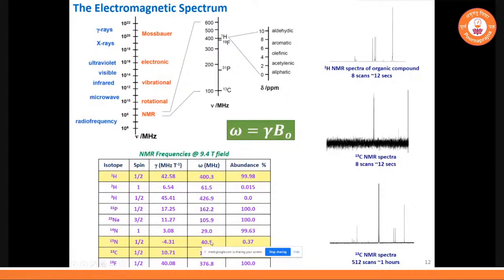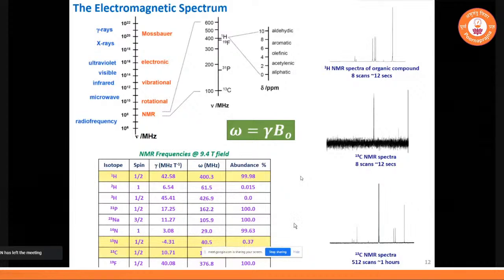Whereas 15N will come at 40 megahertz, almost 1/10 of proton. Now, it is like your radio. In radio, you have different stations. So if you want to tune for that particular station, you have to tune and match a particular frequency. Likewise in NMR, if you want to see proton, you have to tune for that particular frequency. Then only you will see the proton.